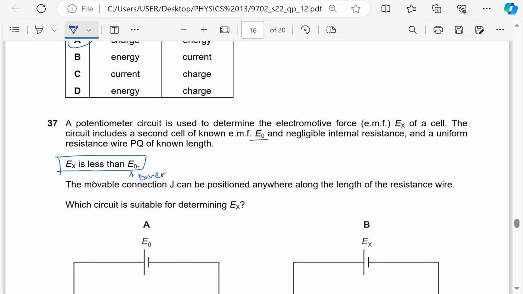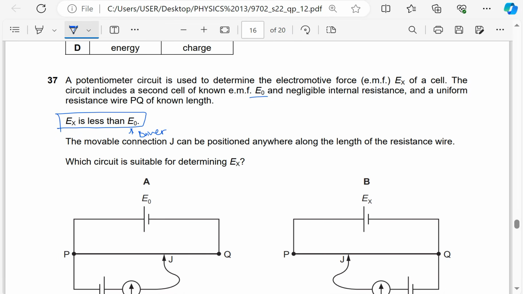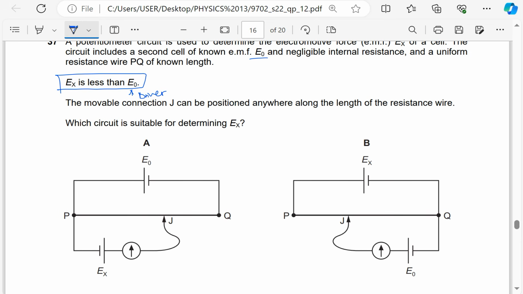The one with the greater EMF should always be the driver, should be the one connected across the wire or in parallel with the wire. Okay, the movable connection J can be positioned anywhere along the length of the resistance wire. Which circuit is suitable for determining EX? Of course, A is going to be wrong because here we shall never get balance.